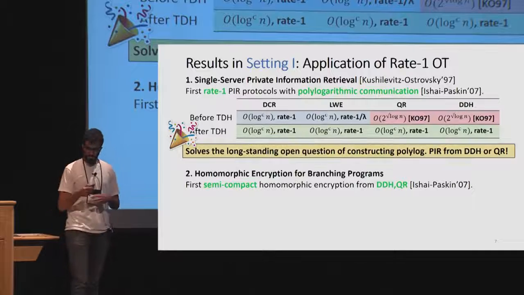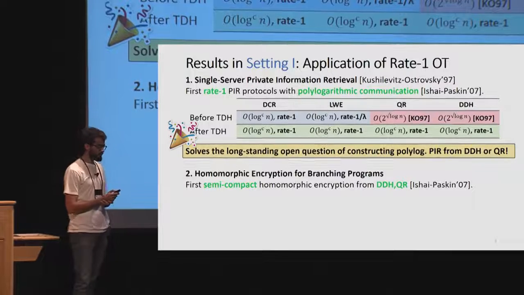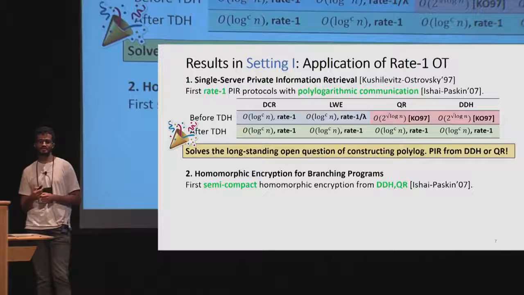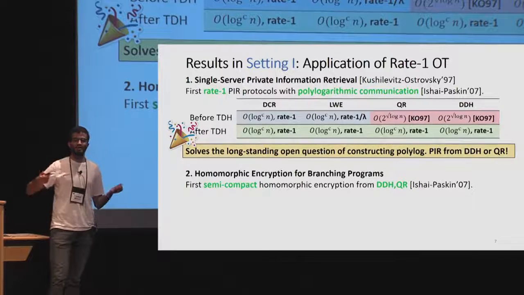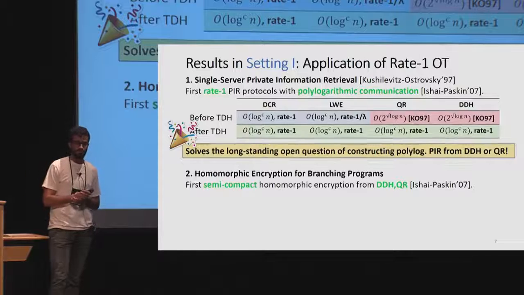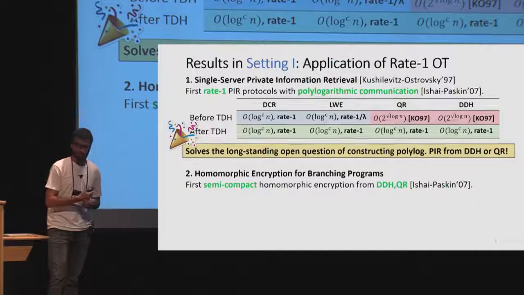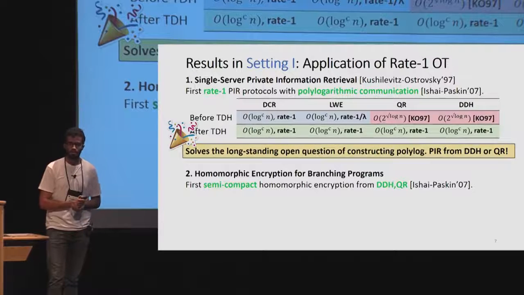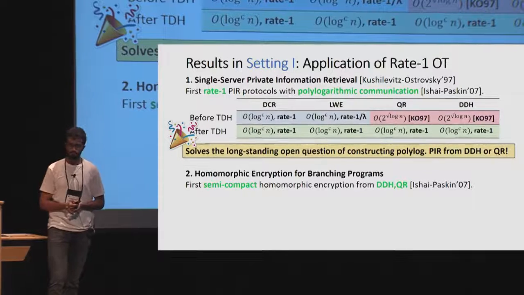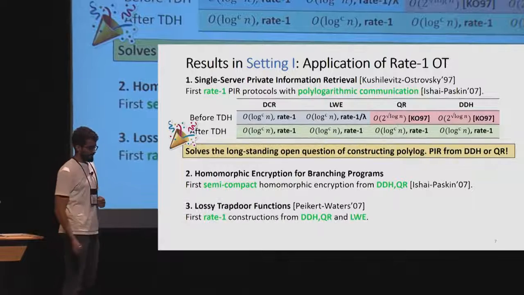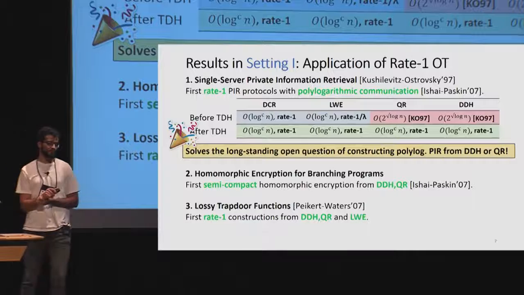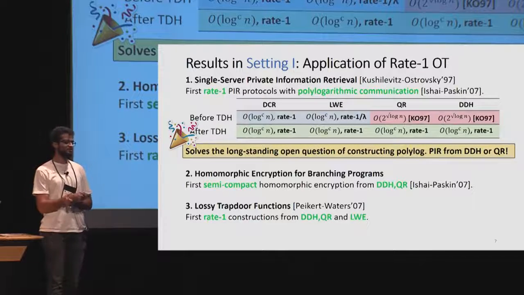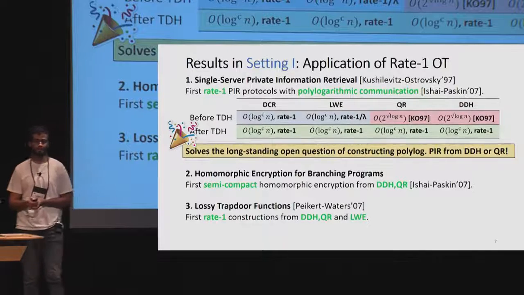The second application can be seen as a generalization of the above, and here we get a homomorphic encryption scheme for branching programs, where the length of the ciphertext grows only with the length of the branching program, but is independent of its width. Both of these applications are based on a transformation from the work of Ishai and Paskin in 2007. In the third application I'm going to mention, we get the first optimal rate constructions for lossy trapdoor functions from, again, DDH, QR, and LWE.